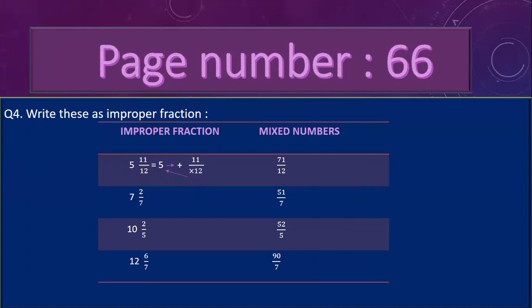In all the parts, same method: we multiply the denominator with the number which is given to the side and we add the numerator after the multiplication of both numbers.